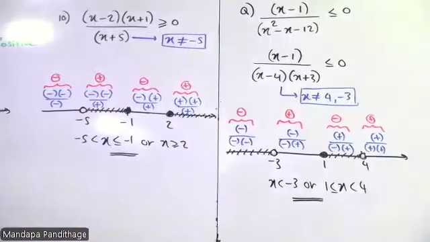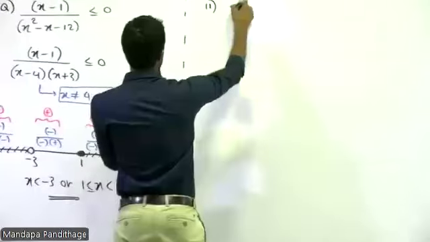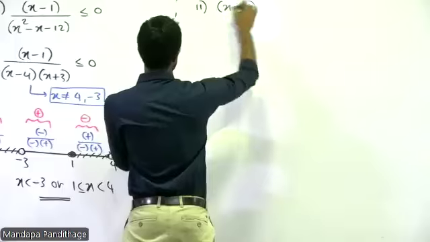Okay, now to question number 11. Silence. X minus 5, X minus 4 over x plus 6 squared.